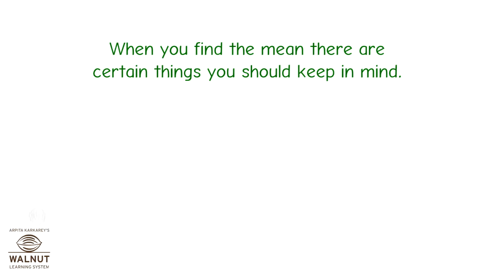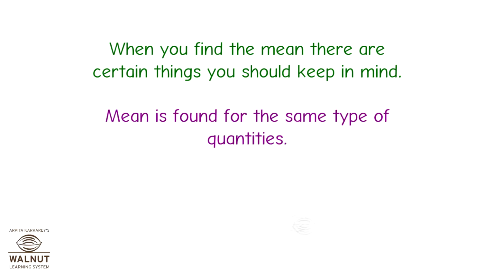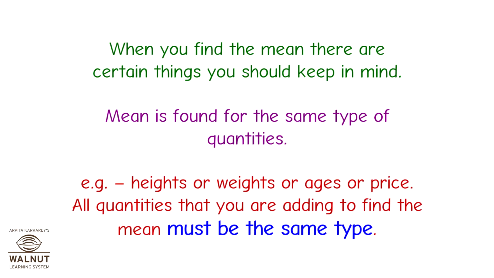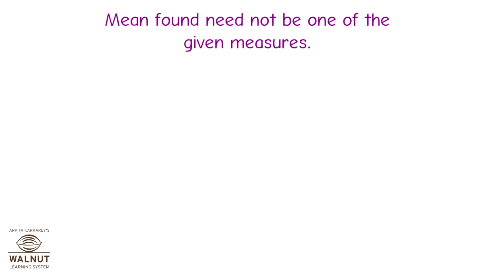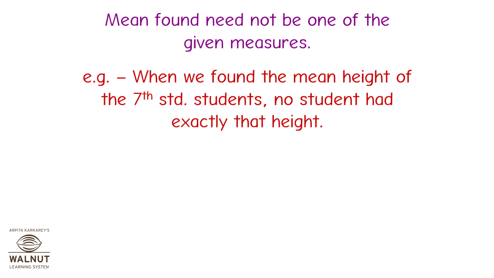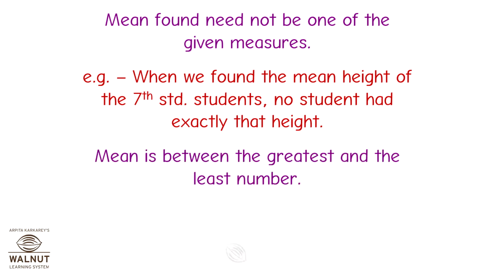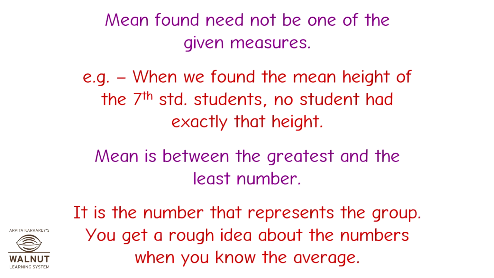When you find the mean, there are certain things you should keep in mind. Mean is found for the same type of quantities. For example, heights or weights or ages or price. All quantities that you are adding to find the mean must be the same type. Mean found need not be one of the given measures. For example, when we found the mean height of the 7th standard students, no student had exactly that height. Mean is between the greatest and the least number. It is the number that represents the group. You get a rough idea about the numbers when you know the average.